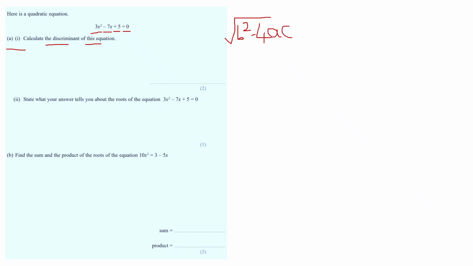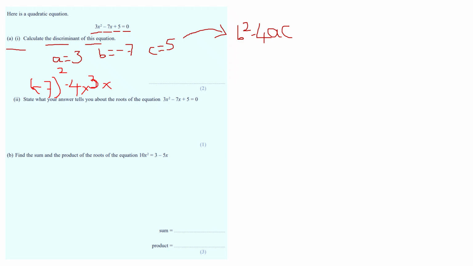4ac. So a is the coefficient of x squared, so a is equal to 3. b is the coefficient of x, and c is our constant term, or constant coefficient, so c is equal to 5. I'm now going to substitute into here, but without the square root sign. So we have minus 7 in brackets all squared, and then we've got minus 4 lots of a, so lots of 3, sorry guys, times by 5.